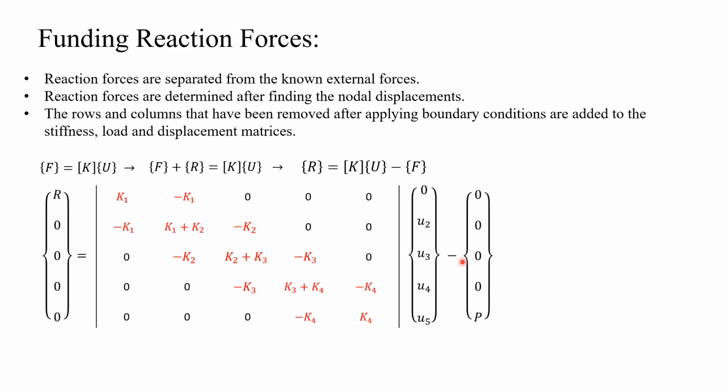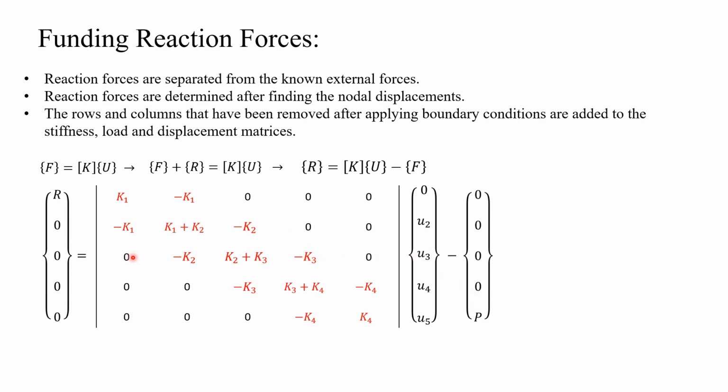After finding the nodal displacement, now we have to go back and find the reaction force that we removed. So in solving FEA, we are separating reaction forces from external loads. We treat them differently because we know the external load, but we don't know the reaction force. That's why they are separated from each other. And reaction forces are determined after finding the nodal displacement. Now that we have nodal displacement, here I'm writing in symbolic form, but we found these nodal forces, and we know the stiffness matrices.